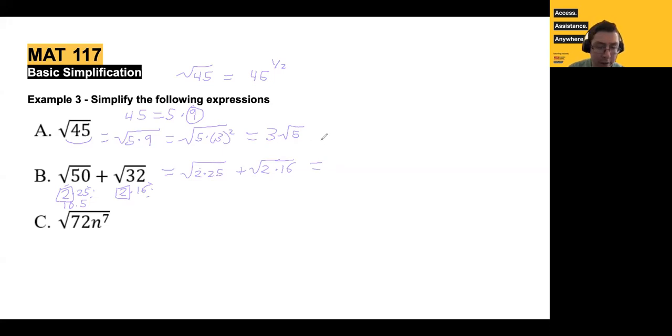And the 25 is 5 squared, so the 5 comes out in the beginning. And then 16 is 4 squared, so the 4 comes out of the square root. And yay, we can add these together because square root of 2 is in both terms. You basically can factor the square root. You just add the 5 plus 4. So it just becomes 9 square root of 2.